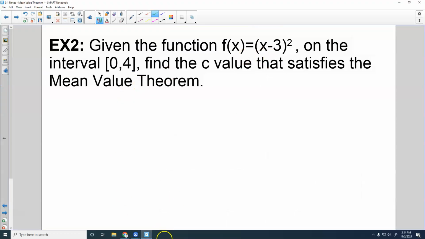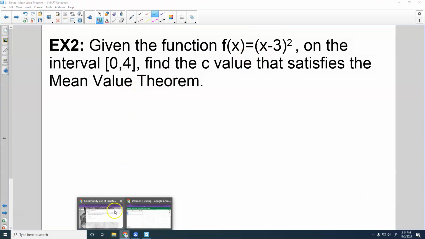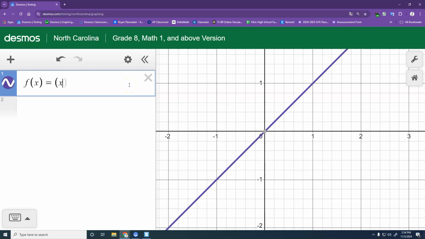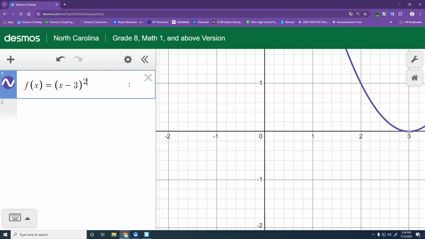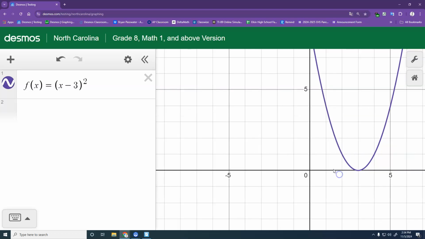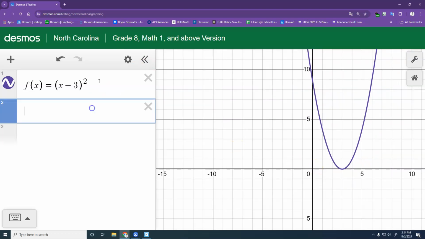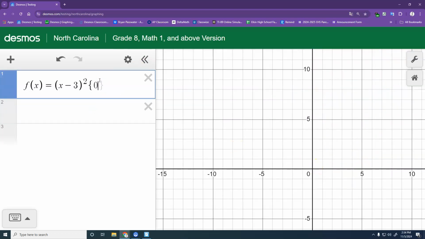If we graph (x minus 3) squared from 0 to 4, let's just look at this from 0 to 4. So I'm going to cut this off, 0 less than x less than 4. There. I guess it'd be or equal to. Yeah. It's pretty cool, isn't it?